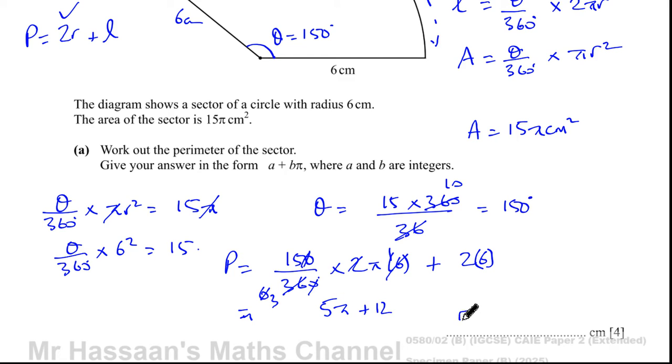If we want to write it in the form with the number term first, it's going to be 12 plus 5 pi centimeters. All this cancelling out can be done easily if you just look at things that can cancel out from the numerator and denominator and leave you with an easy sum at the end. So 12 plus 5 pi is our answer, in the form that they want us to leave it in.